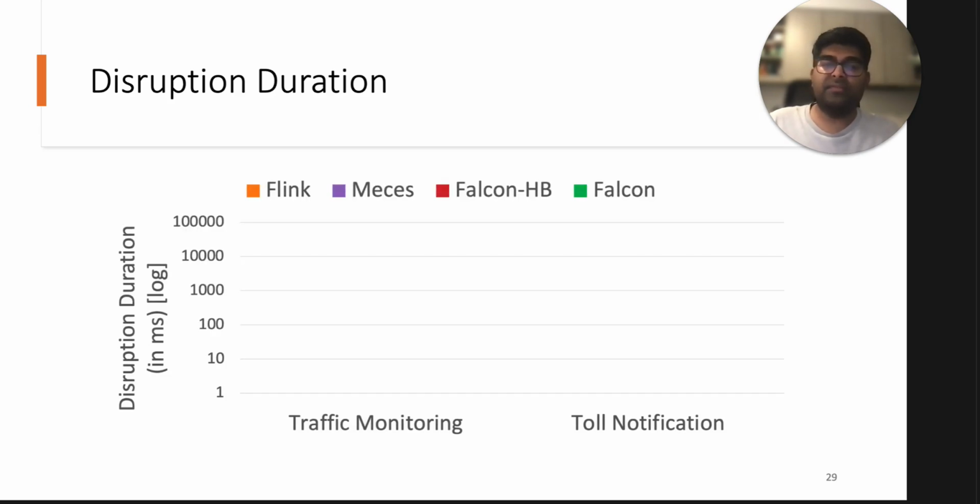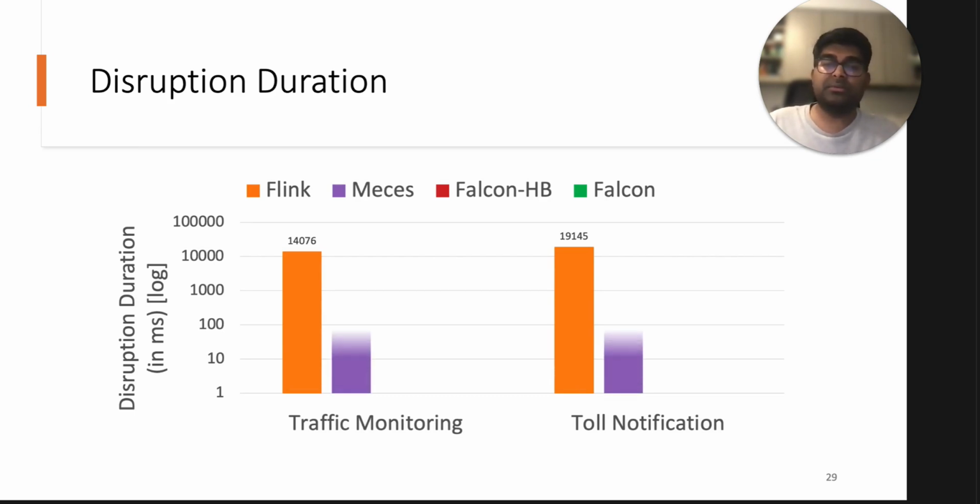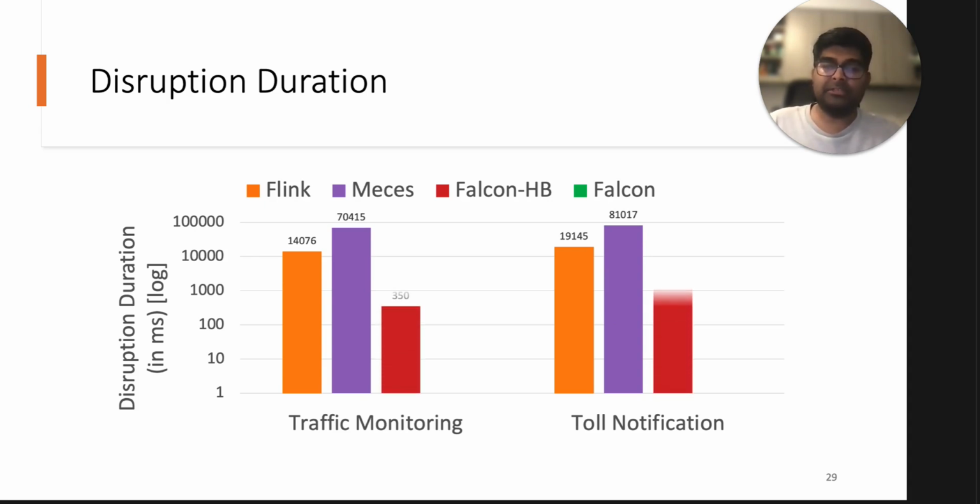For Flink, obviously, the disruption duration is quite high, in the range of 14 to 19 seconds. This disruption is actually even higher in Mises, as it spreads the reconfiguration period over a longer time and fetches one key at a time. For Falcon HB, the disruption is much lower, as the state is already replicated at the new instance. In contrast, Falcon's reconfiguration protocol achieves orders of magnitude lower disruption as compared to the baselines.